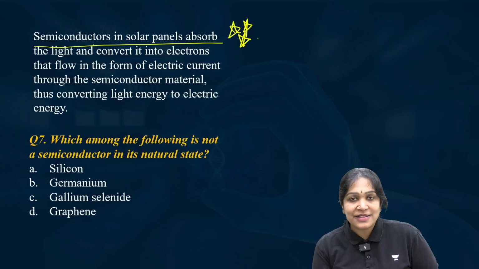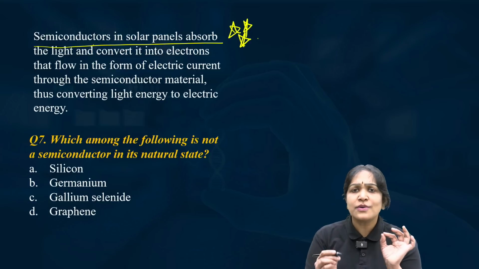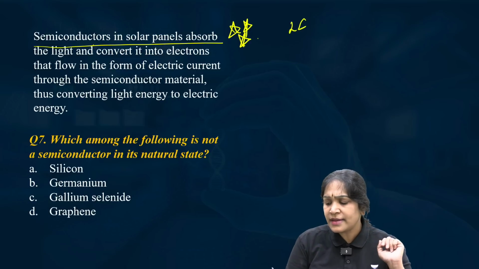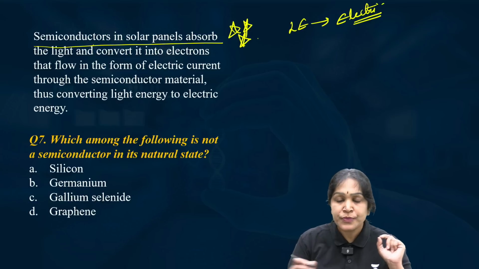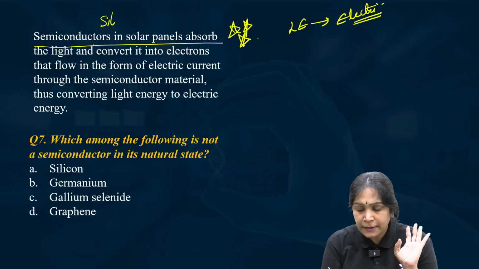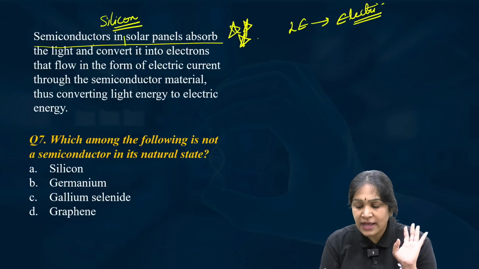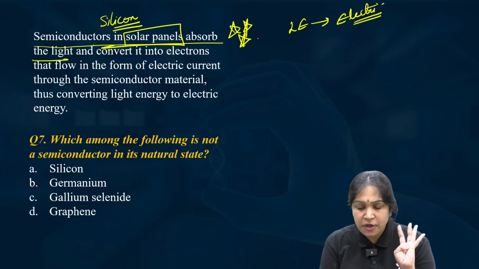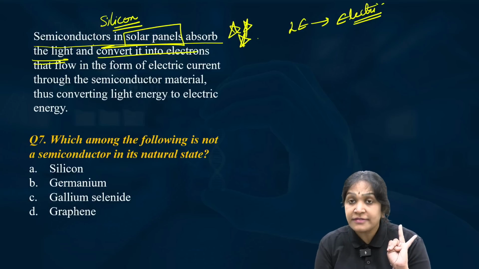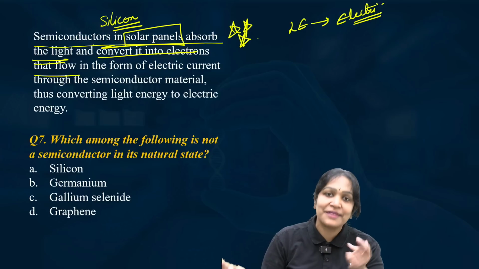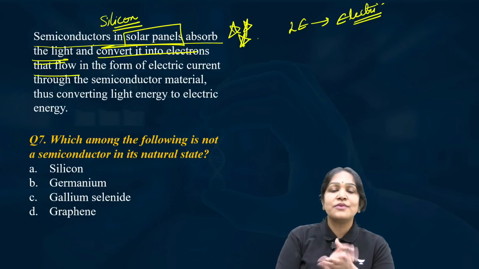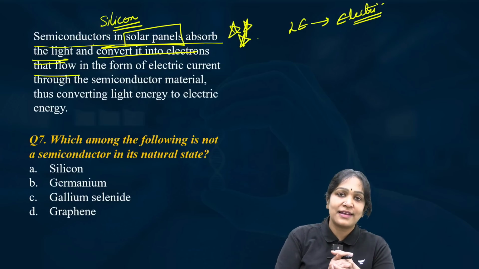Semiconductors in solar panels: what should the solar panel do? Light energy should be converted into electrical energy. Light energy to electrical energy. So, silicon in the solar panels will absorb the light and convert the light into electrons. And these electrons will flow in that silicon. That is nothing but electricity. That is how the solar panels generate electricity.